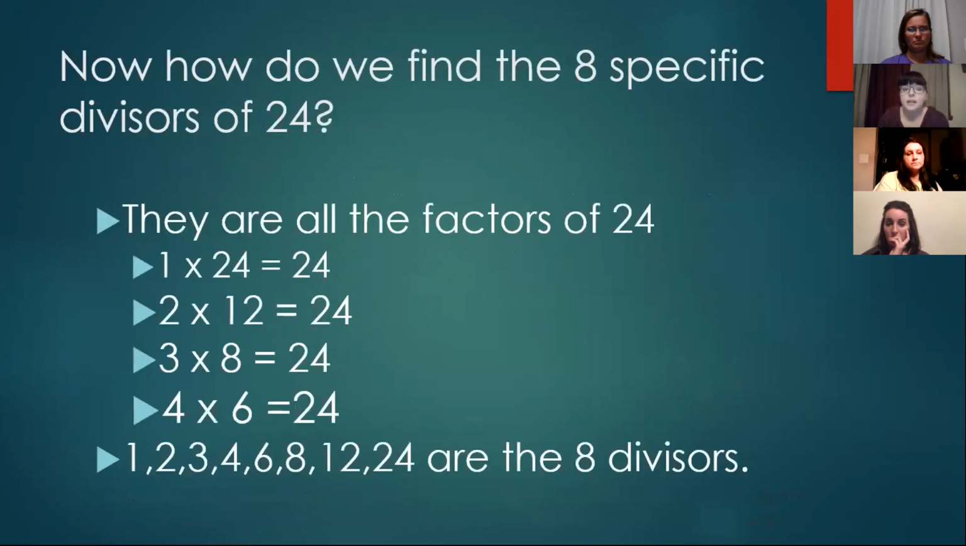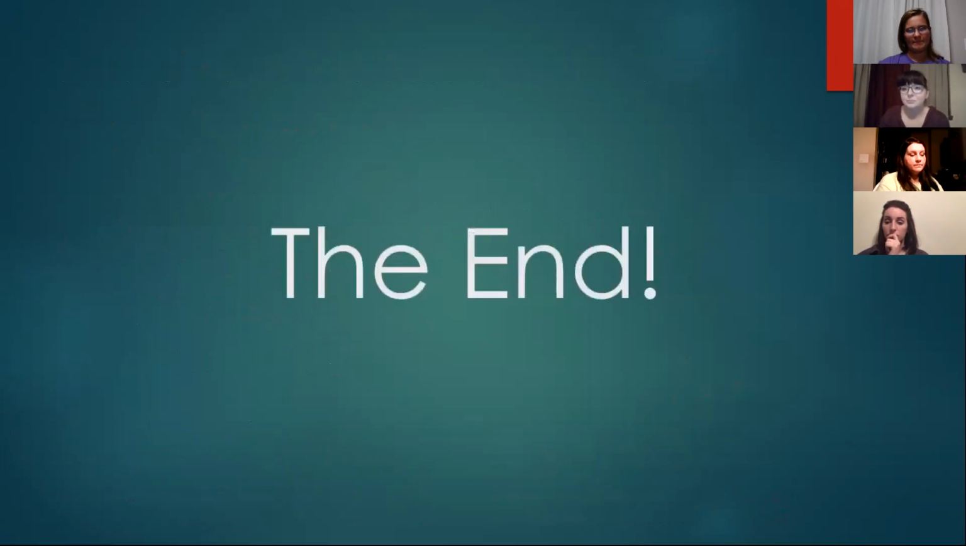Now, how do we find the 8 specific divisors of 24? So we're going to go down the number line from 1 to 10. So 1 times 24 is 24, 2 times 12 is 24, 3 times 8 is 24, and 4 times 6 is 24. And that gives us the 8 numbers we were looking for. So we have 1, 2, 3, 4, 6, 8, 12, and 24. And those are our divisors.